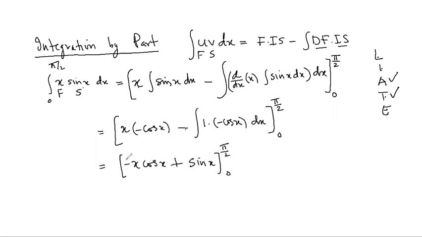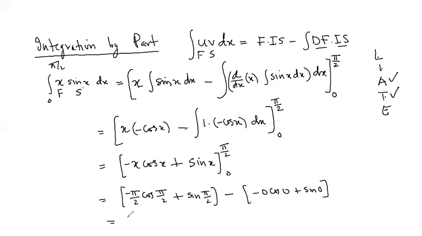Now you can replace x by the upper limit: minus pi by 2 cos pi by 2 plus sin pi by 2. Now replace x by the lower limit: minus 0 cos 0 plus sin 0. So the answer became: minus pi by 2 cos pi by 2, where cos pi by 2 is 0, sin pi by 2 is 1, and everything else is 0. So your answer became 1.